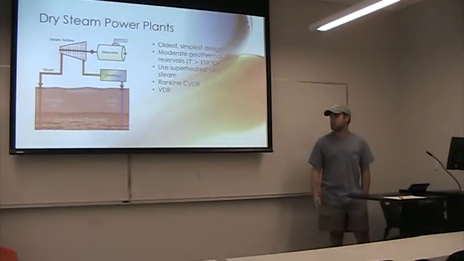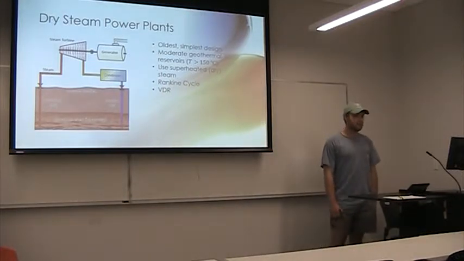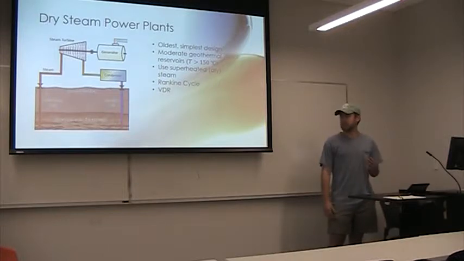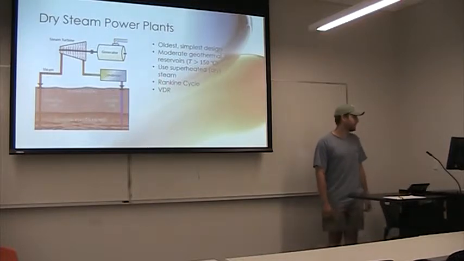The superheated steam is pumped out of the ground through the production well and goes into a steam turbine, and then it's condensed and injected back into the well. If I had a TS diagram, it would be identical to the Rankine cycle diagram, just probably not completely isentropic.